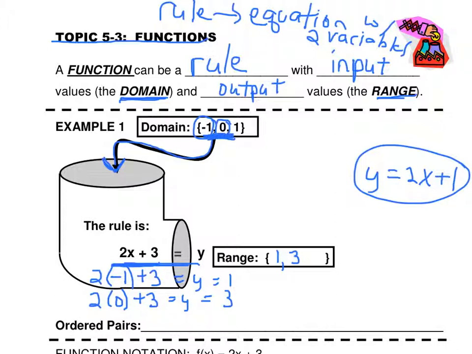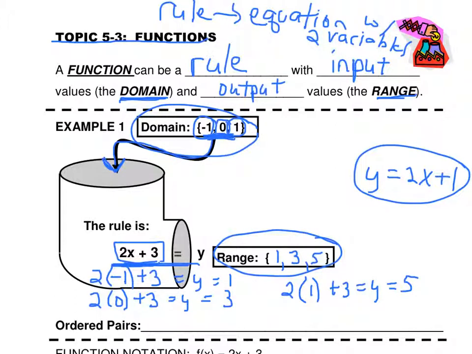The last one is inputting this 1 into your rule. Again, your rule is 2x plus 3. There's your rule. So 2 times the 1, my input, plus 3 is going to give you my y, and the y is going to be equal to 5 in this case. So this is how a function works. So you get input, which is your domain, and then output, which is your range. Make sure all of this is in your notes.